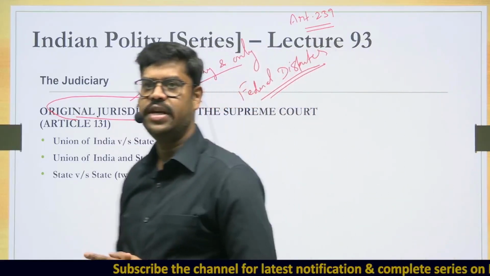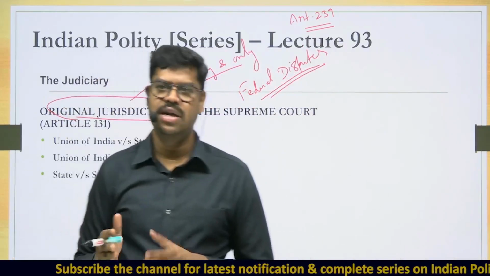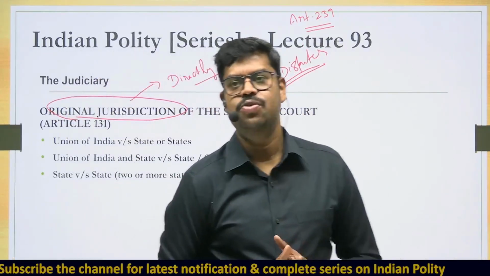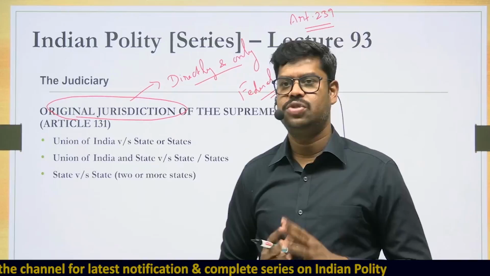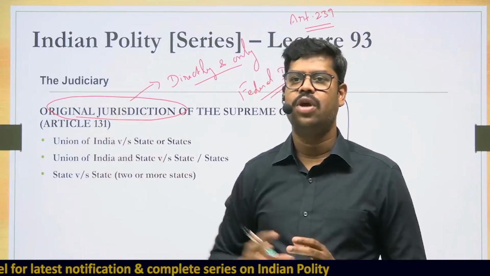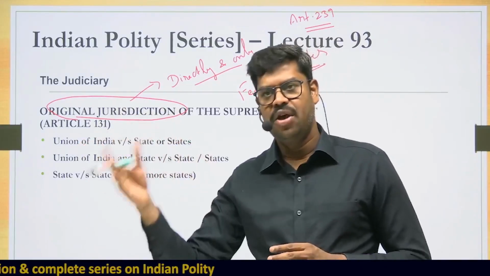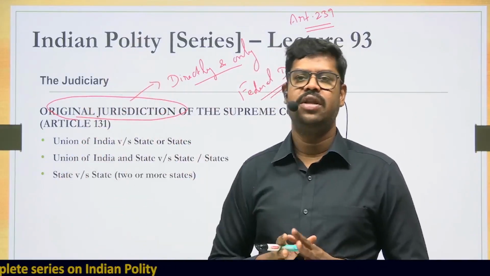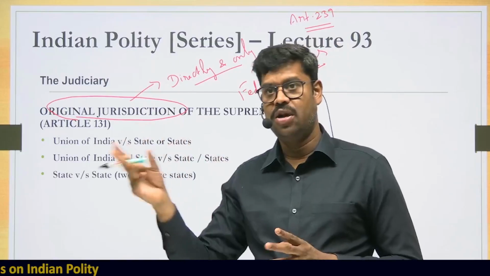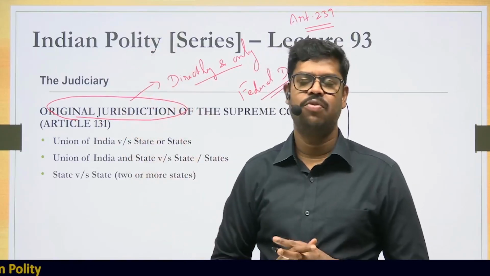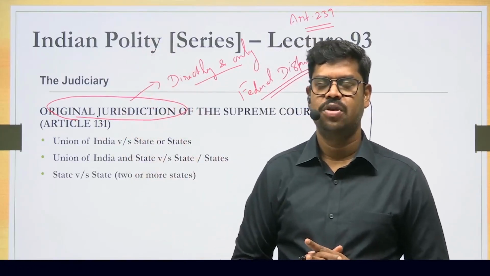So therefore, if there is any dispute between the Union Government and a Union Territory, the dispute shall first go to the appropriate high courts. Say for example, in case of Delhi, they have their own high court. So therefore, the dispute will go only to the high court. And by way of an appeal, if the matter is not resolved, then they can go to the Supreme Court. So they may fall under the appellate jurisdiction of the Supreme Court, not under the original jurisdiction.